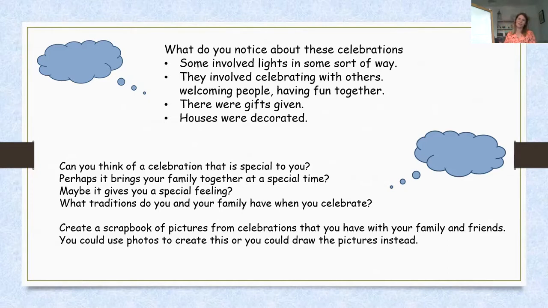So what I'd like you to do is create a scrapbook of pictures from celebrations that you have with your family and friends. Now, you could use photos, but we definitely don't want to be cutting up photos because grown-ups keep them very, very special. But if you've got a grown-up with you and they don't mind printing some photos out for you, you could make a scrapbook together. But you've also got good memories, and I'm sure you can think of lots of things that you've celebrated in your life. Now, I'm just going to come off screen.